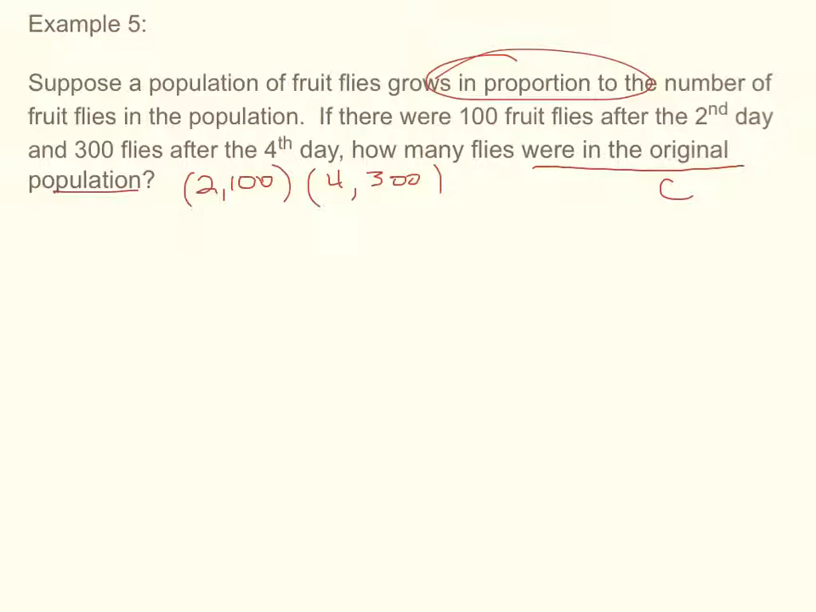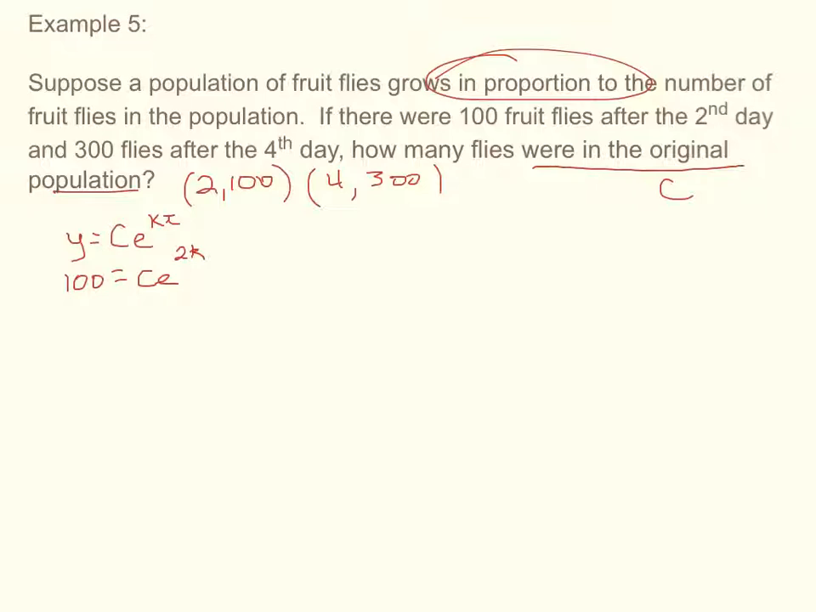All right, so let's write an equation. Y equals C e to the kt. And we know to use that because it says in proportion to. All right, and we can plug in what we know. So I'm going to use my first point, and I know that there's 100 flies. I don't know what C is. I don't know what K is, but I know that T would be 2. So I'm going to write that as 2K.